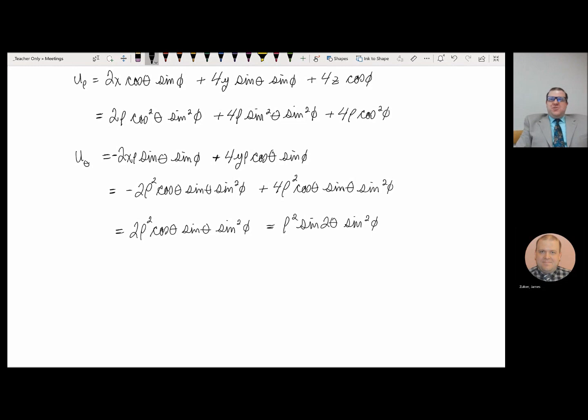There is another identity we could use. It just isn't going to be a simplification. We could use the sine product to sum formula to rewrite sine of 2 theta times sine of phi, but that would add an additional term, which isn't simplifying. So just leave it like that. Again, you could also do sine squared is 1 minus cosine squared, but that again adds a term. So I'd say that is fully simplified.